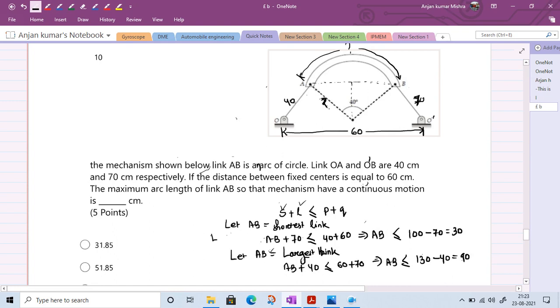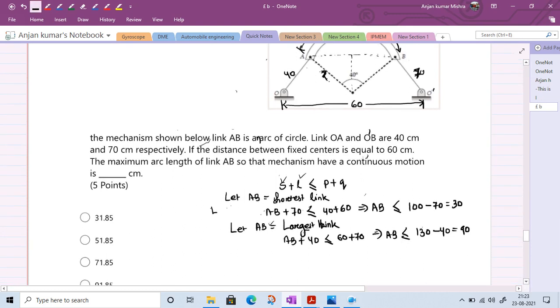Another case we can take here is that AB is one of the links between the other two links, P and Q. Let AB be equal to link P. Here I can write that the shortest link plus the largest, 40 plus 70, is smaller than or equal to AB plus 60. So AB will be greater than or equal to 40 plus 70, that is 110 minus 60, which is equal to 50. Okay, 50 centimeter, all are in centimeter.